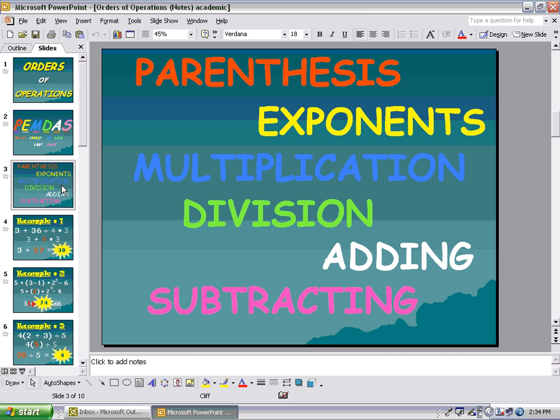When I look at an order of operations problem, the first thing I do is, if there's a set of parentheses, I need to do my operations in that set of parentheses. Next, from left to right, I have to find exponents. If there are exponents there, they need to be done next.